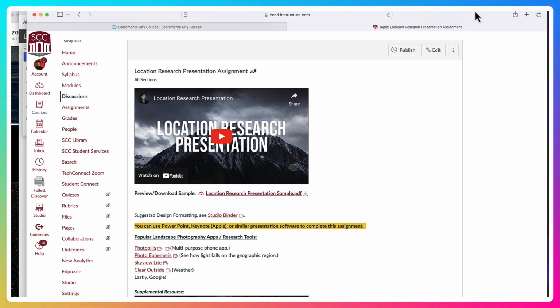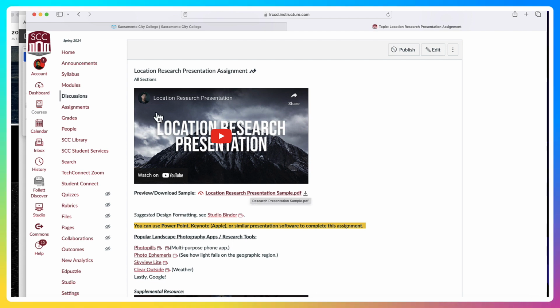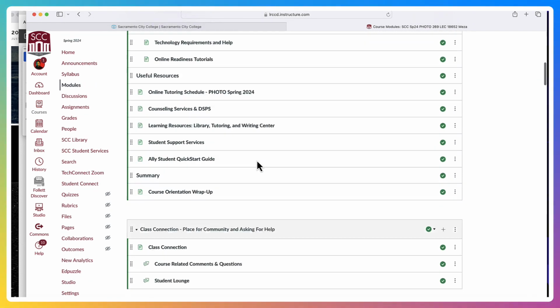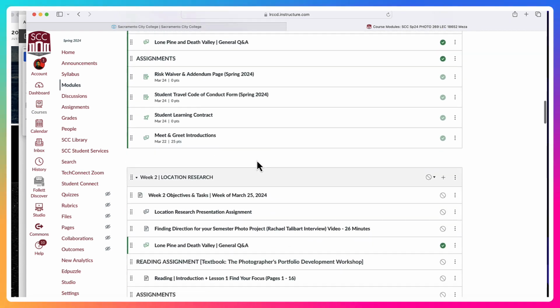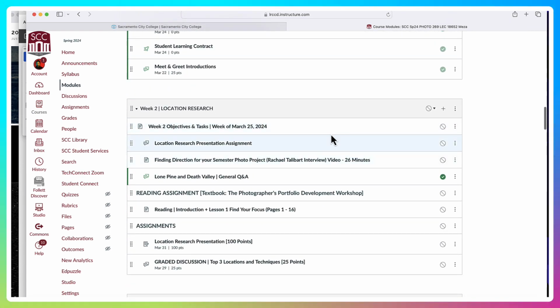I wanted to take an opportunity to discuss with you one of your assignments this week, and that is the location research presentation. Clicking over to modules and week 2. This is not live yet, but it will be here shortly. So this week will be focused on location research.